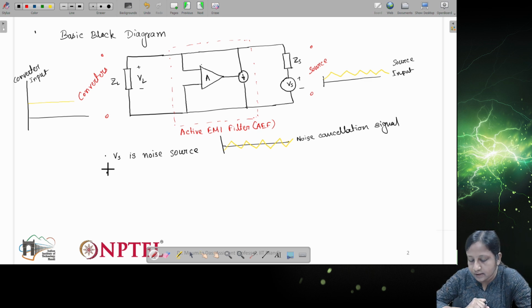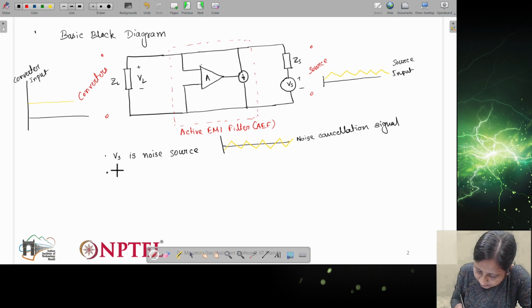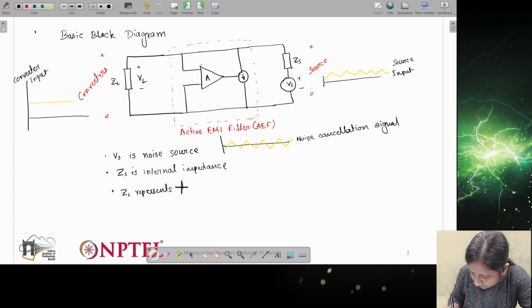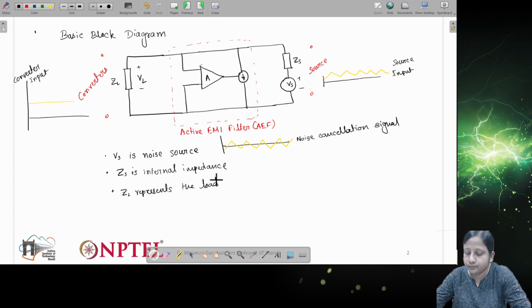Now Vs is the noise source. Zs is the internal impedance. ZL represents the load. Right. So these are the different components of this system. So this is the active EMI filter.